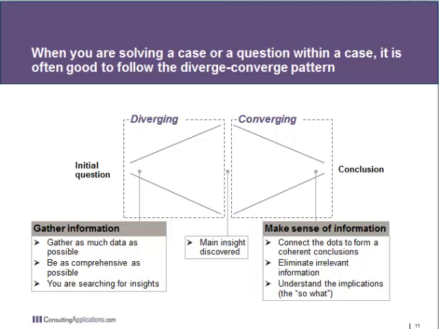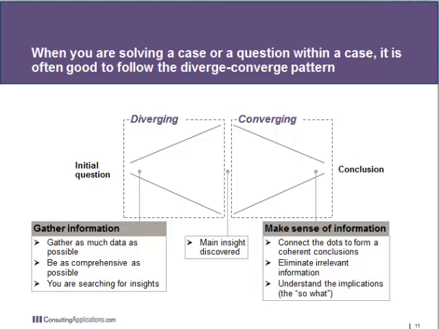Normally you will be diverging and converging several times in a case. For example, you may be asked how a company can gain more market share. You first diverge and gather some relevant information. Then once you discover some insights, you converge and conclude that, hey, there is a growing niche segment that the client is well placed to capture. But the case is not over yet.